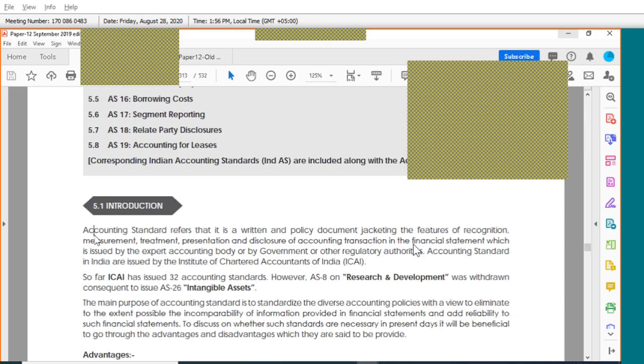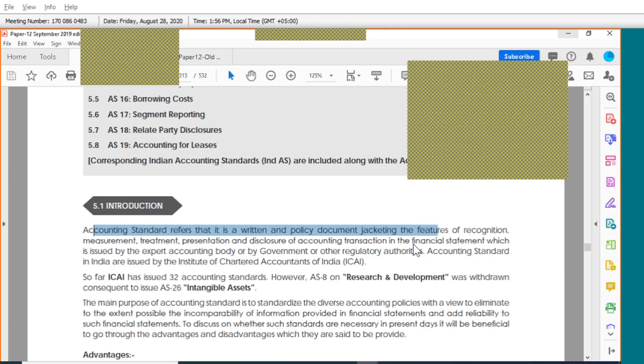Accounting standard refers to a written policy document covering the features of recognition, measurement, treatment, presentation, and the disclosure of accounting transactions in the financial statements, which is issued by an expert accounting body or government or other regulatory authorities. Accounting standards in India are issued by the Institute of Chartered Accountants of India. So what they are saying, lot of language, lot of English.